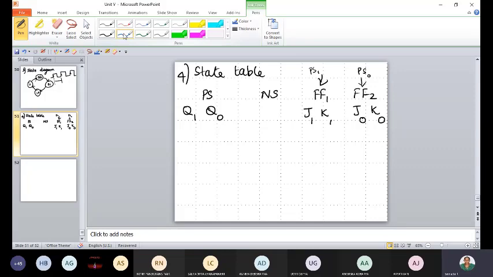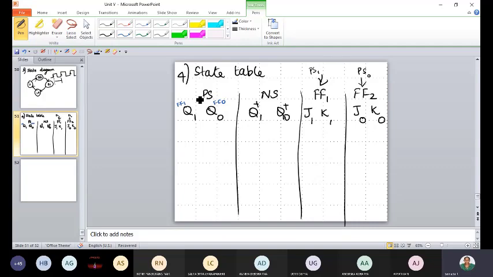This is for flip-flop 1, and this is for flip-flop 0. Similarly, the next state will be represented by Q1 plus and Q0 plus.